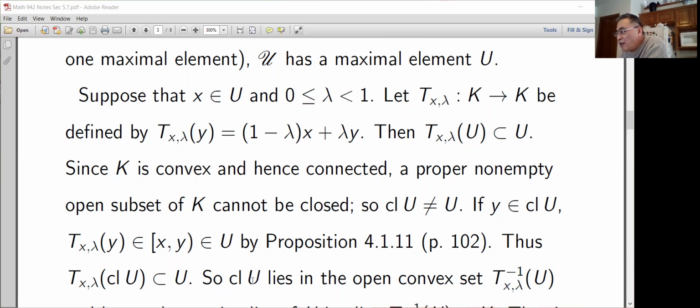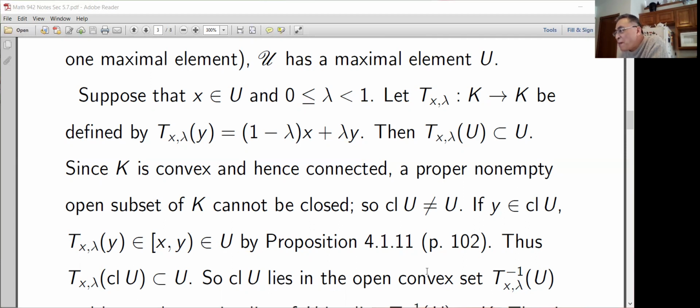And it includes U. It is open and convex, and it contains U, and it contains the closure of U. So this set is strictly larger than U, because it contains the closure of U, and the closure of U is not equal to U. But U is a maximal proper open convex set.